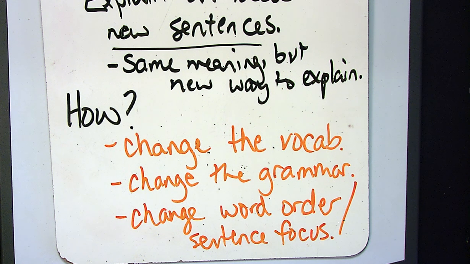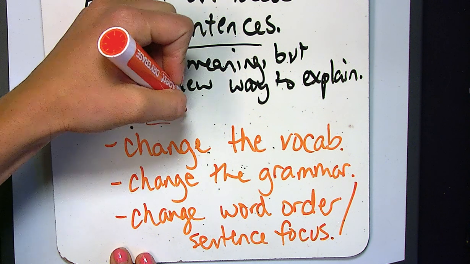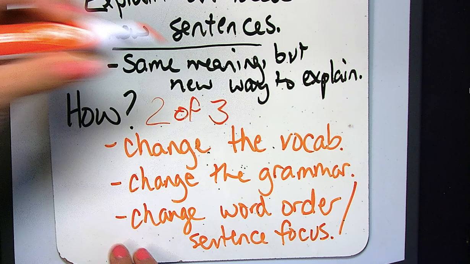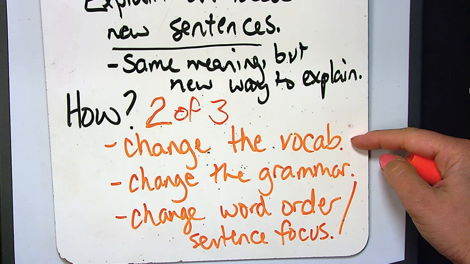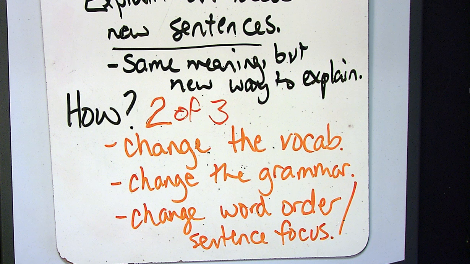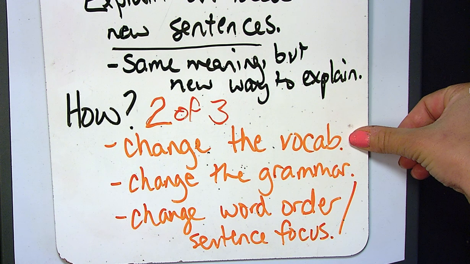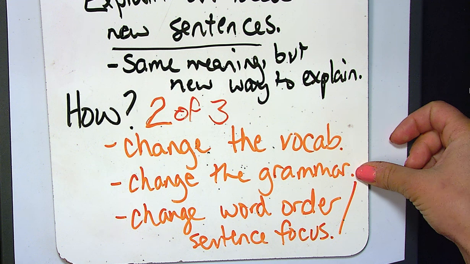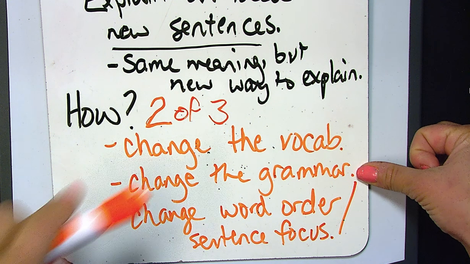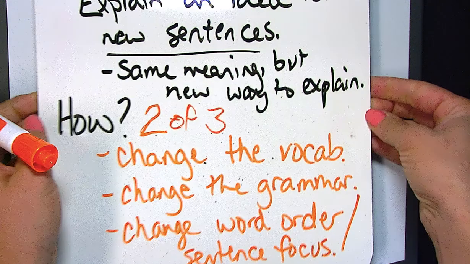So those are the 3 steps, and I usually tell students to try to do at least 2 of the 3. So 2 is the best number. If you only do 1, for example, if you only change the vocabulary, then it will be academic dishonesty, it will be plagiarism because it's still the same sentence. If you only change the grammar, it will also be academic dishonesty because you're keeping all of the same words. So let's take a look at a couple of examples.